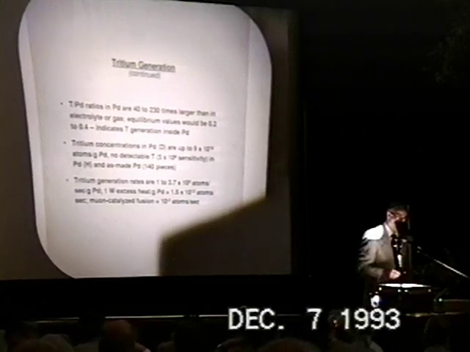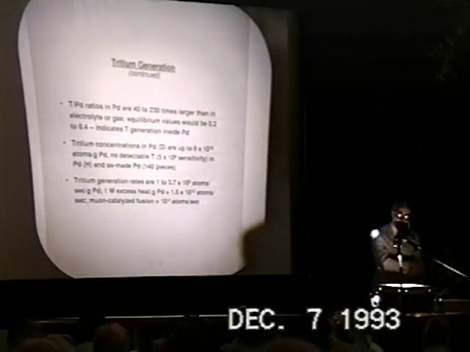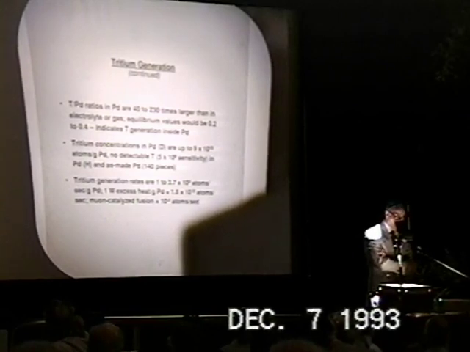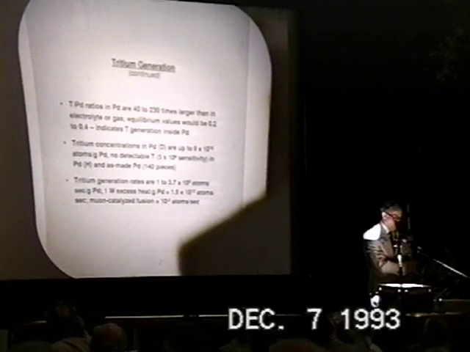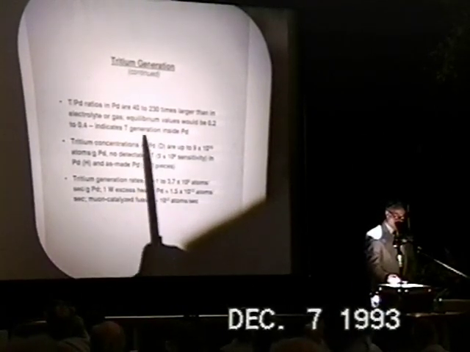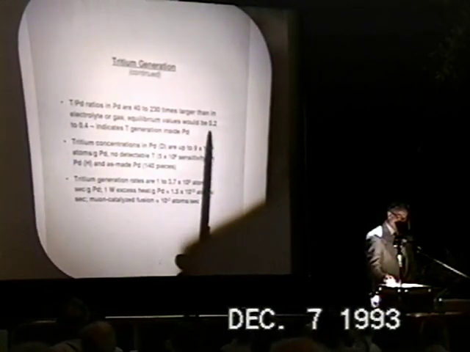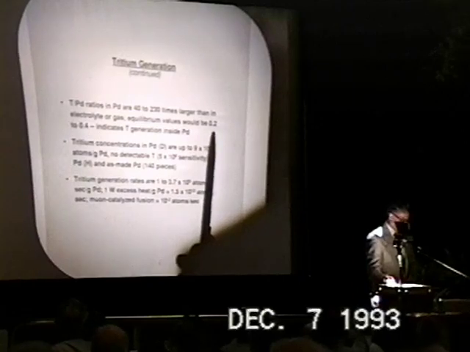Continue now on the summary of some of the other results of tritium generation. We carefully determined the tritium to palladium ratios in the palladium and found it to be 40 to 230 times larger than in the electrolyte or gas. Now this is a very important finding, I think, because it shows us that these values are so much higher than the equilibrium separation factors would be.